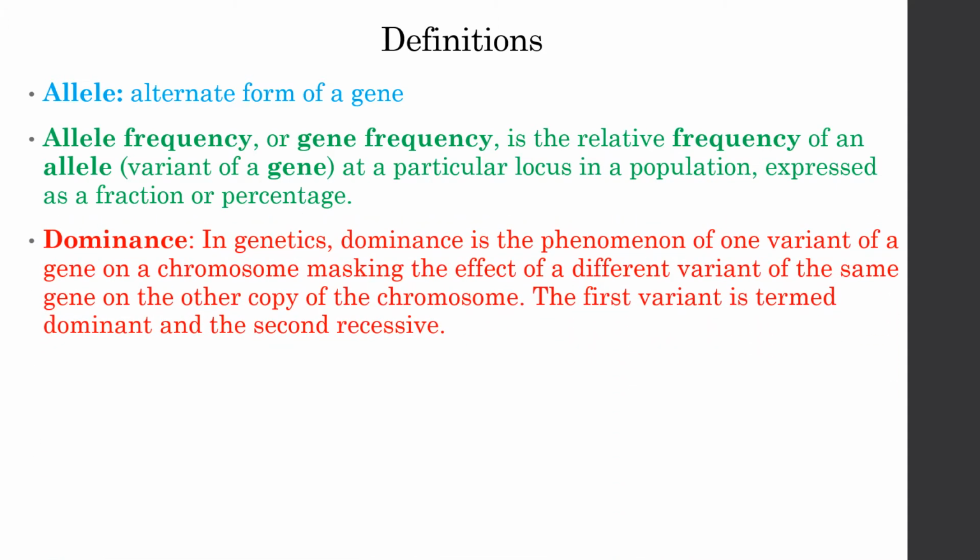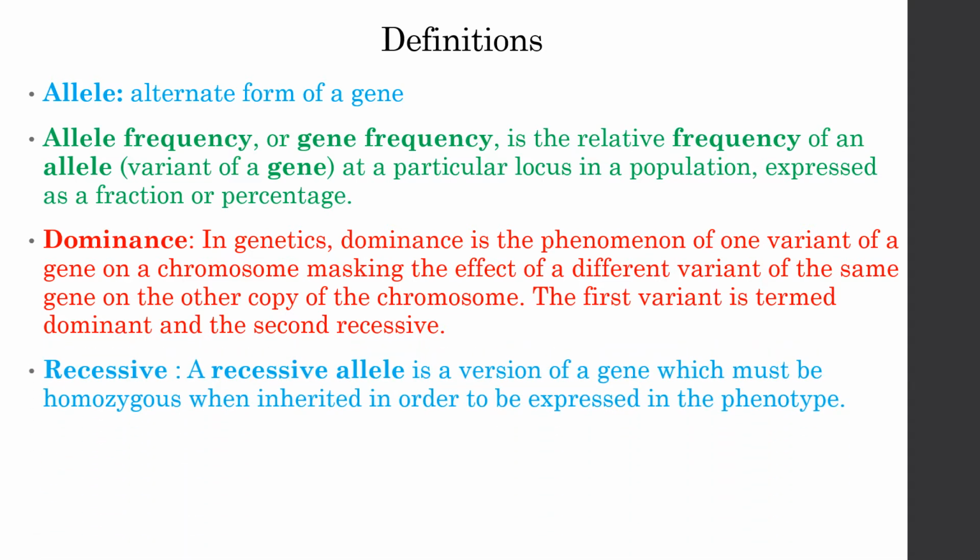Now, what is dominance? In genetics, generally you will come across the word dominant, and it is the phenomenon of one variant of a gene on the chromosome which masks the effect of the other gene. The first variant is termed dominant and the second is called recessive. So recessive is the allele, the version of the gene which must be homozygous if it has to be expressed in the phenotype.